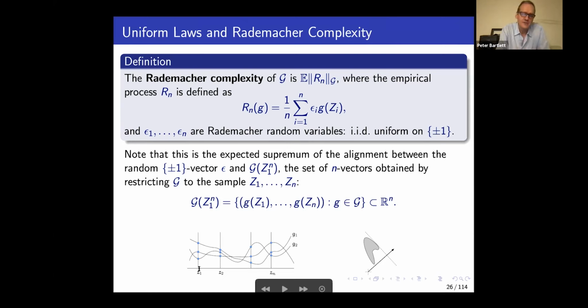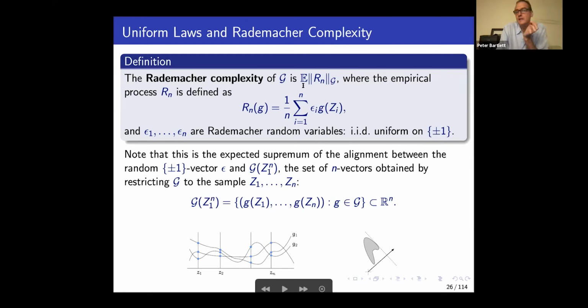Okay, and pictorially, if the z's lie on the real line and these squiggly lines are our functions g, then the vector here is the evaluations at all of these different points. g at z1 is the first component, g at z2 is the second component, and so on all the way to g at zn. And we look at all of those vectors that we can get as we vary the functions in our class. Okay, so we get a subset of Rn that way.